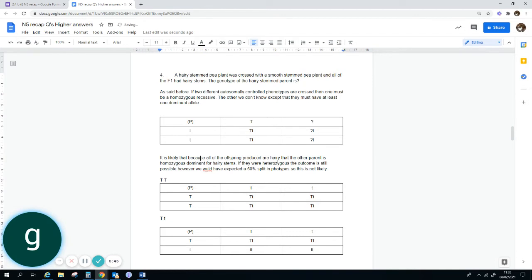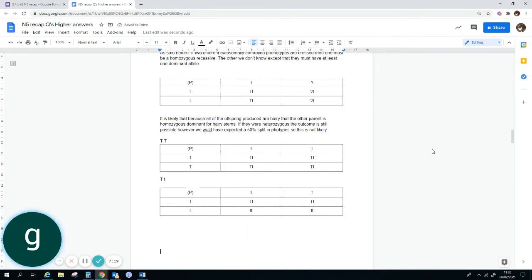It is likely that because all of the offspring were hairy and there were no recessives, so if that was, for example, like that, you would expect at least 50% of the children to have the recessive phenotype, these ones here. But because they don't, it is likely that that parent, whose genotype we don't fully know, was probably homozygous dominant, because these are the two options. You can have this one, or you can have this one. It's likely that we've got the top example, the big T, because otherwise we'd expect a 50-50 split.